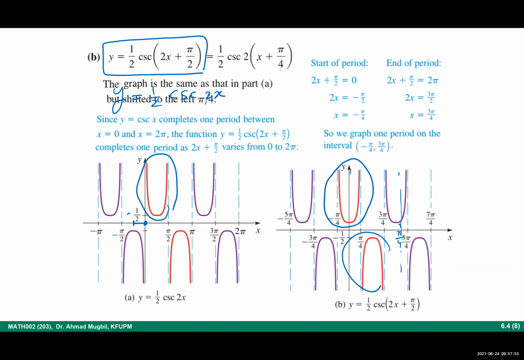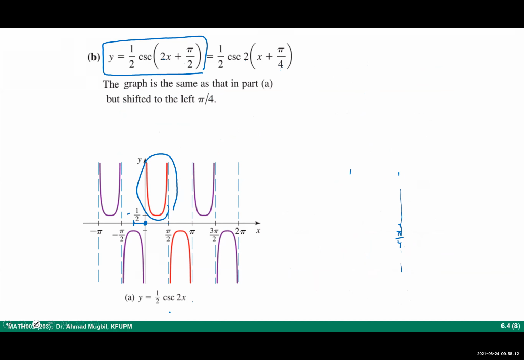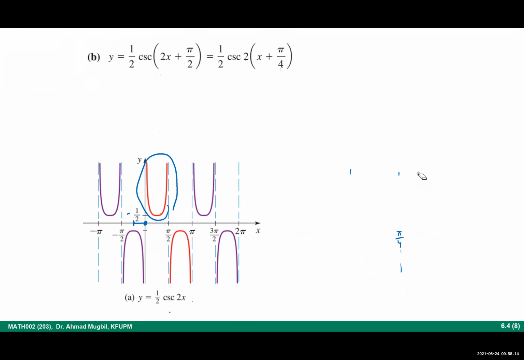So to sketch the graph of this function, you can start by sketching the graph of this one, then shift it to the left by an amount of pi over 4. But I know that most of you don't prefer that. You may make mistakes. So how to sketch the graph of this function without shifting, as it is? I'm asking, how to sketch the graph of this function alone, without comparing with this? Forget about this. How to sketch the graph of this function?